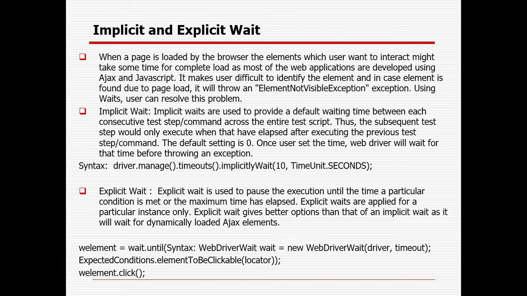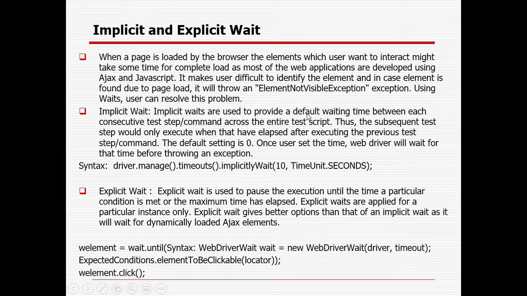When a page is loaded by the browser, the element which the user wants to interact with might take some time to load completely, as most web applications are developed using Ajax and JavaScript. It makes it difficult for the user to identify the element, and in case the element is not found due to the page load, it will show an element not visible exception. Using wait, we can resolve the problem. There are two types of wait: the implicit wait and the explicit wait.